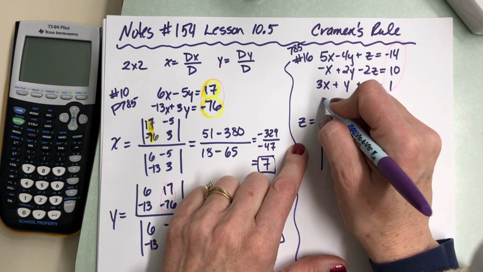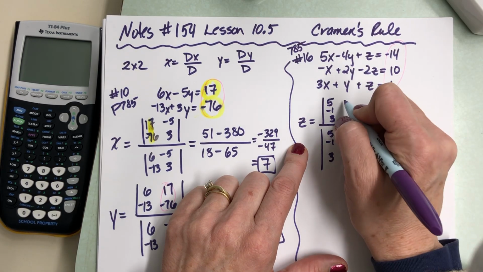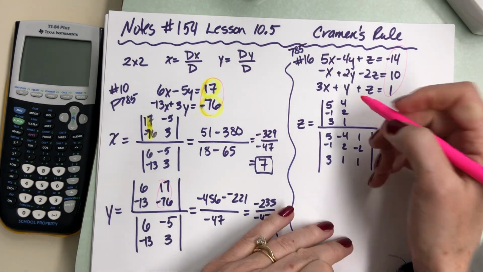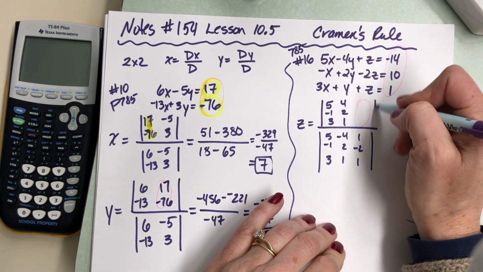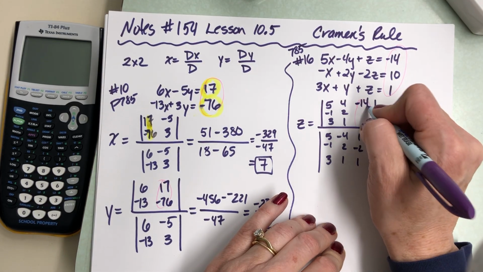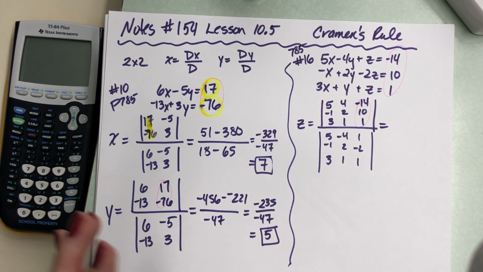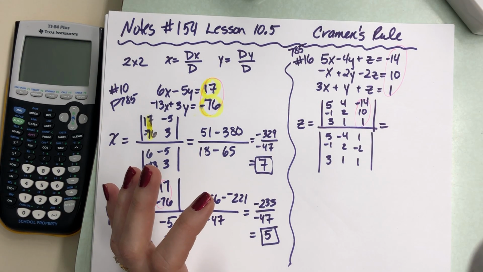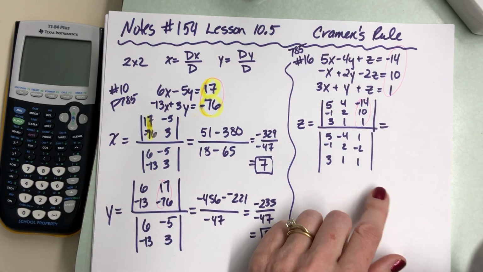In the numerator, I've got the 5, the negative 1, and the 3. That stays in place. The negative 4, the 2, and the 1 stay there. And in the spot where I would have my z coefficients, I'm going to have negative 14, 10, and 1. So my job now is to do some basket weaving. Oh, I got a ton of basket weaving. You probably want to stop the video and do your basket weaving right here. All right, now we'll put the video back on.